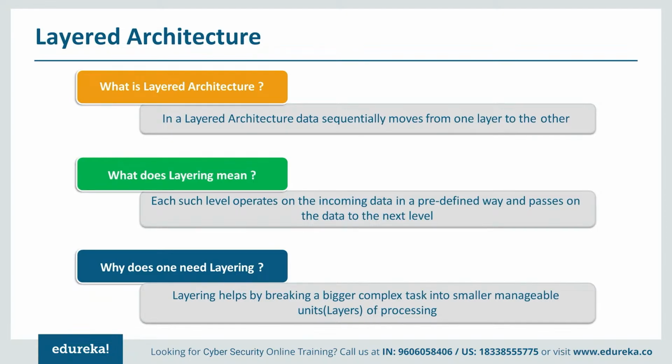What does layering mean? Each layer operates on the incoming data in a predefined way and passes the data to the next level. So each layer is operating on how to receive the data, how to process it, and how to send it out. Each layer will receive data, process it, and send it across to the next layer. Why does one need layering? Layering helps break a single complex task into multiple smaller units, and each layer can process on the multiple units and get the tedious single networking task done.